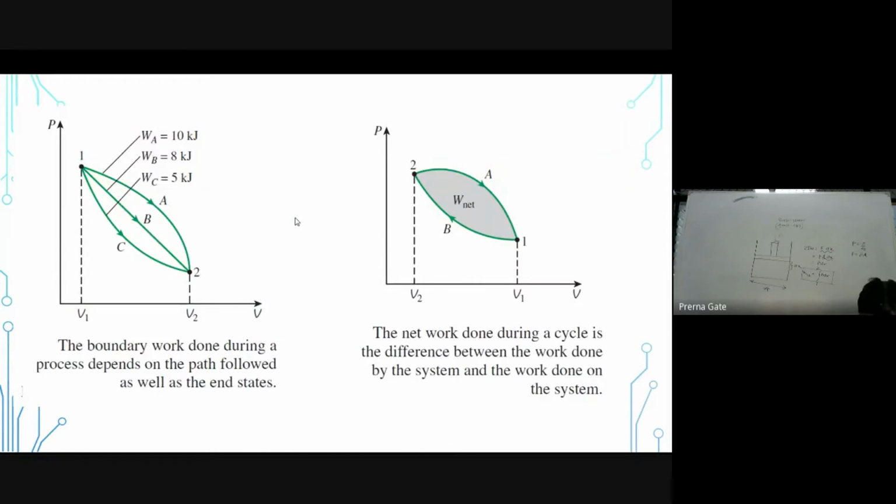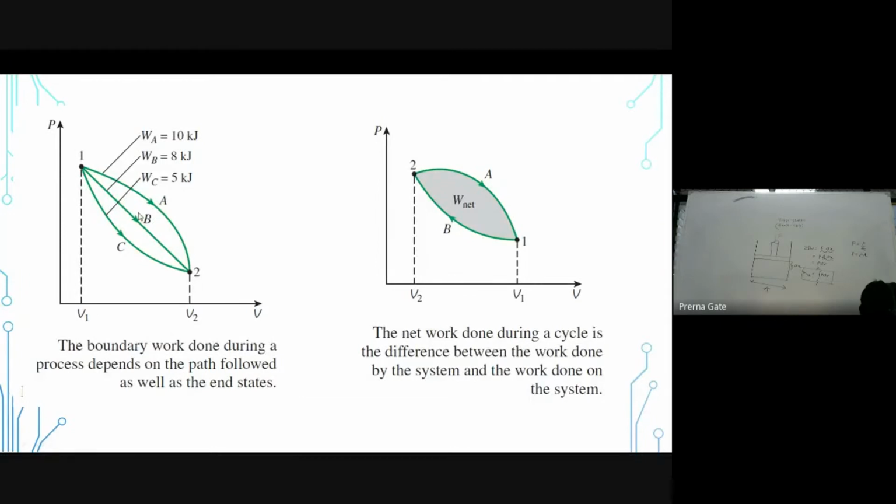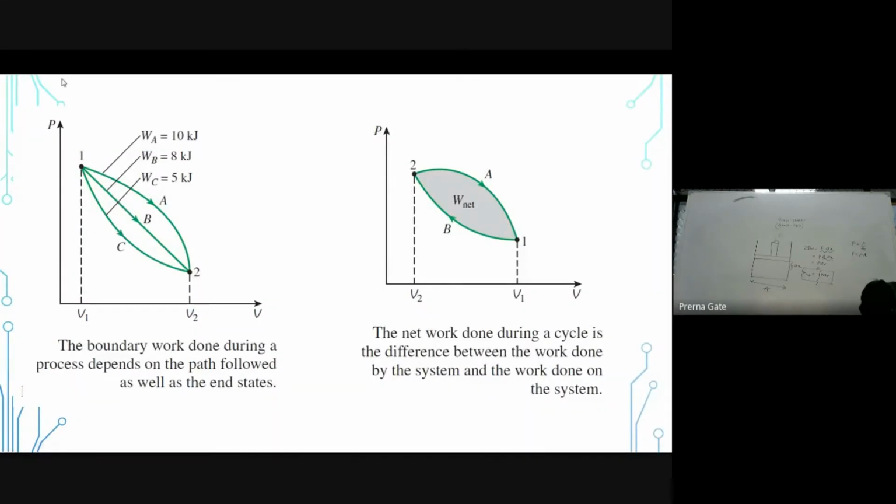Now in this first PV diagram, you can see we have a system with an initial configuration at state 1 and state 2. It is reaching state 2 via path A, path B, and path C. From the previous discussion, we have concluded that the area under the curve on a PV diagram, when projected on the volume axis, gives the closed system work for a quasi-static process. So you can easily figure out that the area under curve A is more than the area under curve B, and the area under curve C is the least.